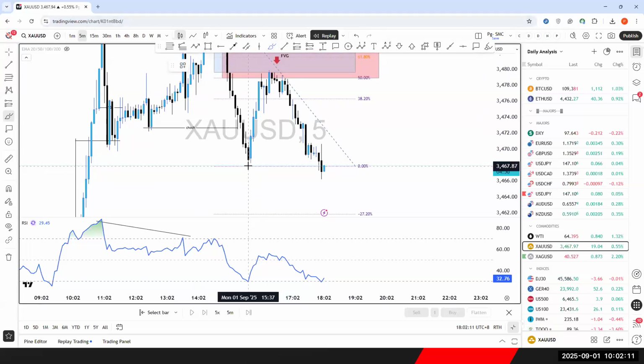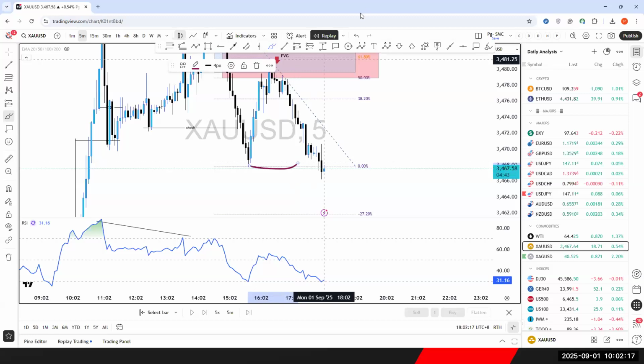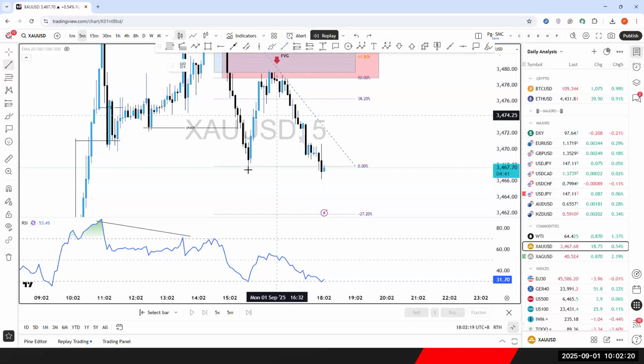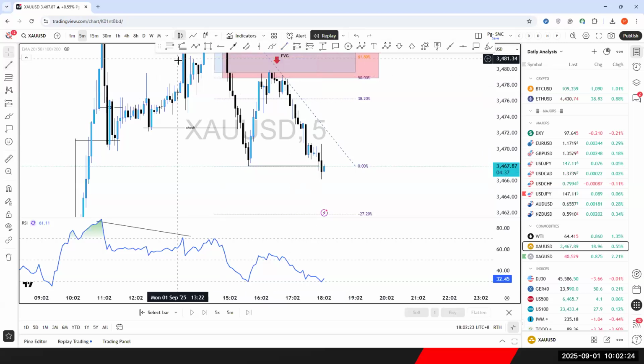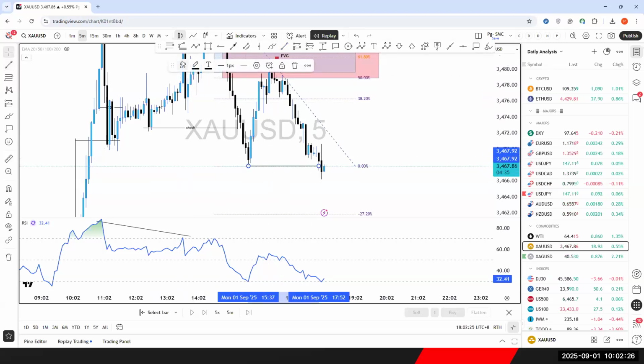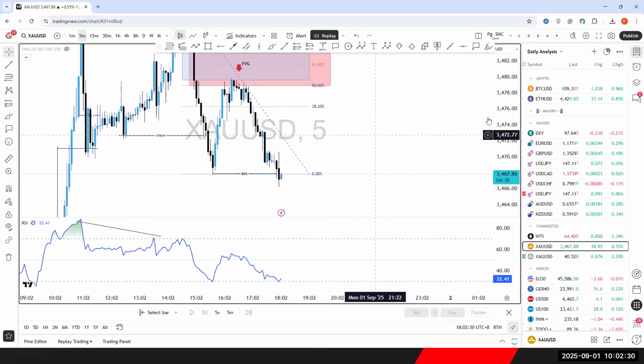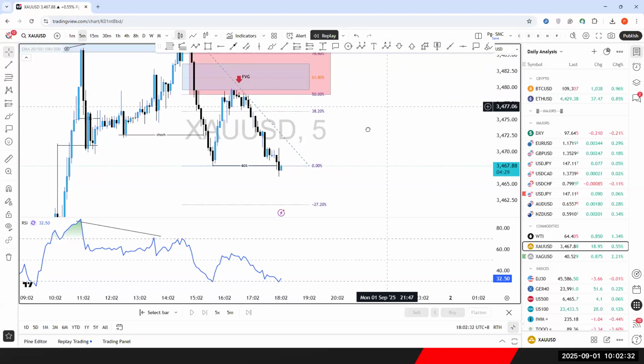What do you see here? They make a break of structure here. This is the BOS. Correct? BOS here.